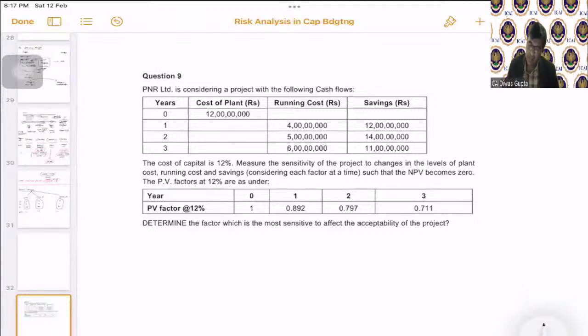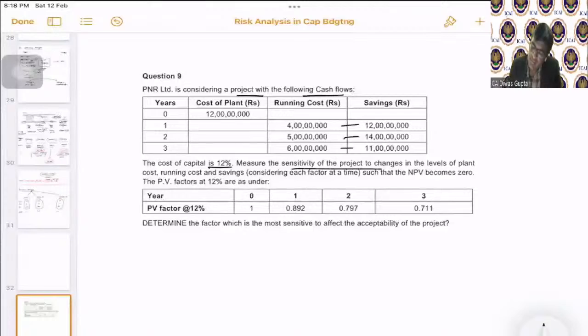Question number 9 says, PNR Limited is considering a project with the following cash flow. Year 0, it is 12 lakh. Then there are running costs and the savings. So there are running costs to do the operation and then the savings. So final cash flow will be savings minus running cost. The cost of capital is 12%.